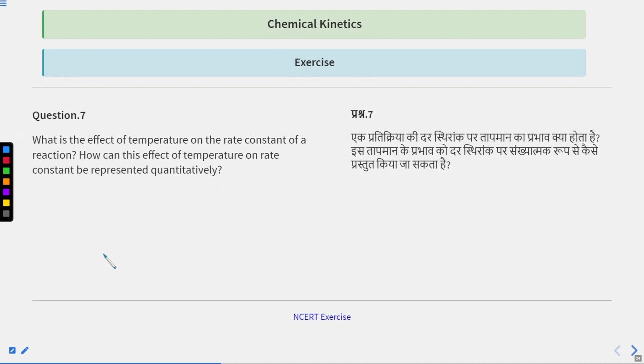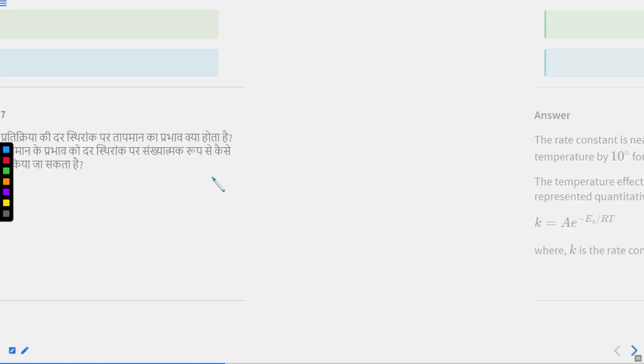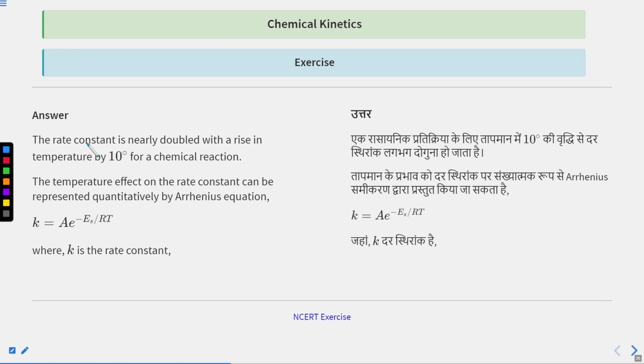Next question. What is the effect of temperature on the rate of a reaction? How can this effect of temperature on the rate of reaction be represented quantitatively? This is a theoretical question, so I'm directly giving you the answer. In general, it is said that the rate of reaction is nearly doubled if you increase the temperature by 10 degrees Celsius. This is a general statement.